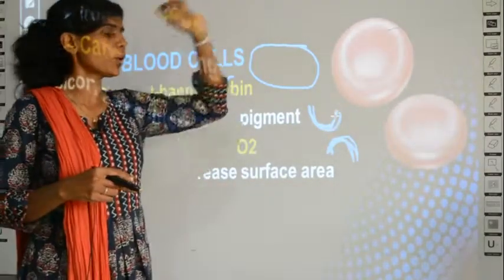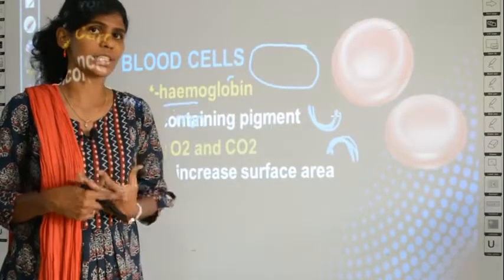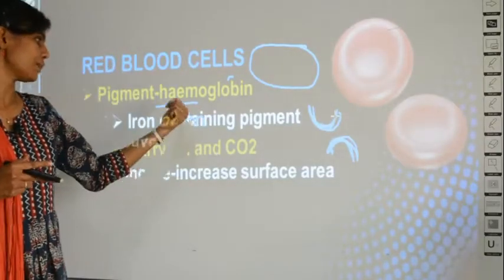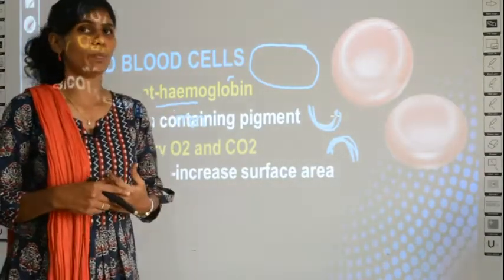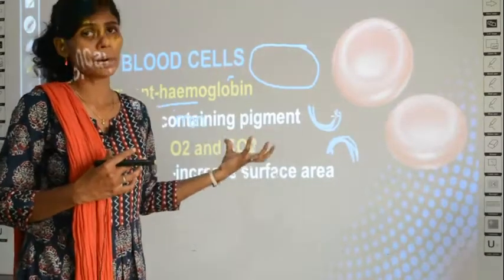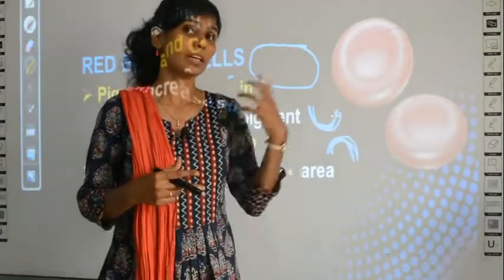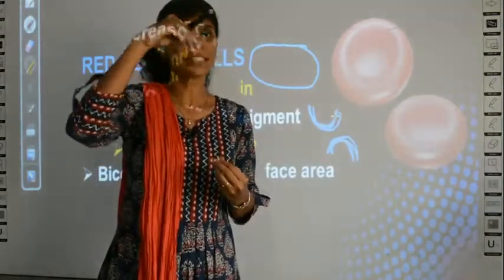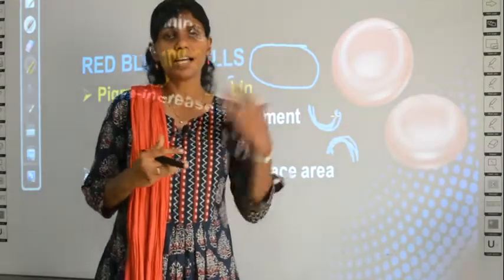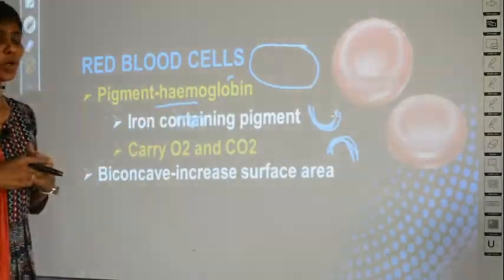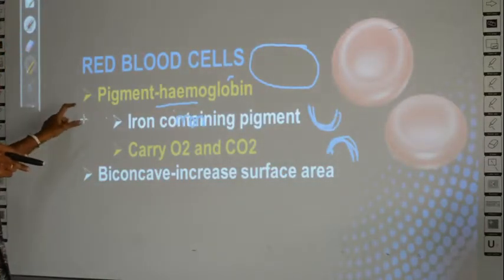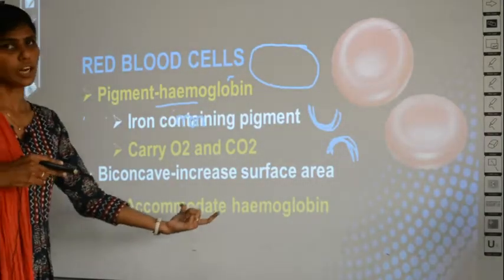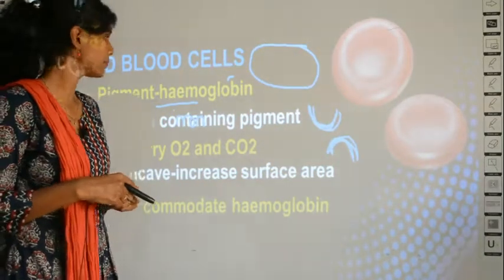Okay, so we are not going to pour water inside these RBC cells. What are these RBC cells going to accommodate? They are going to accommodate this pigment, that is the hemoglobin. Clear? So because of the biconcave nature of the RBC cells, more hemoglobin pigments can be accommodated in that place, and the red blood cells can have more hemoglobin pigments. So it can accommodate more hemoglobin. Clear?